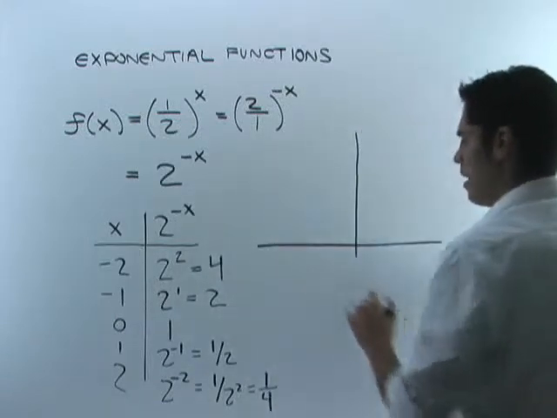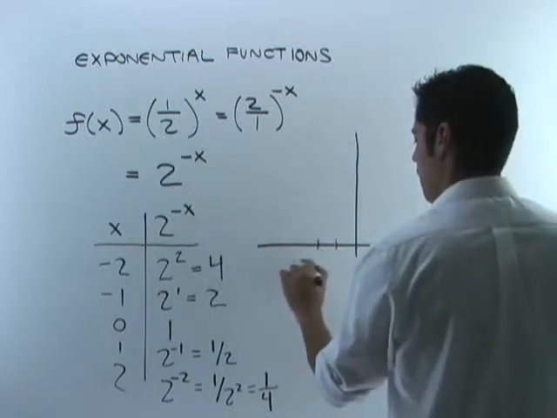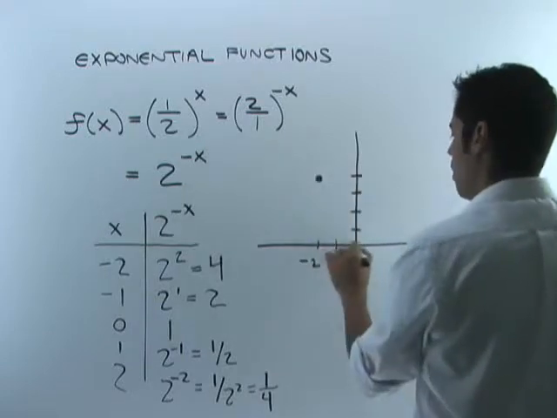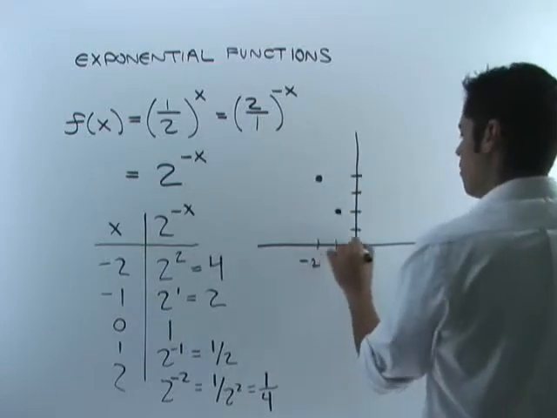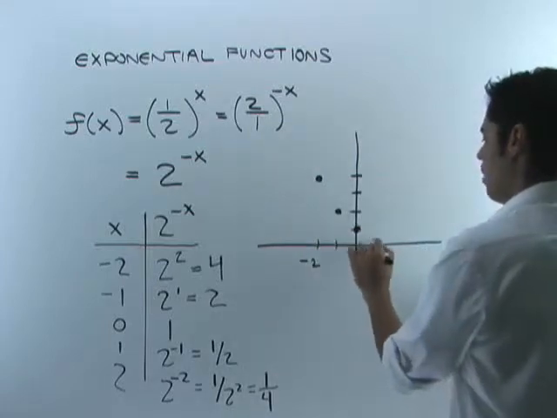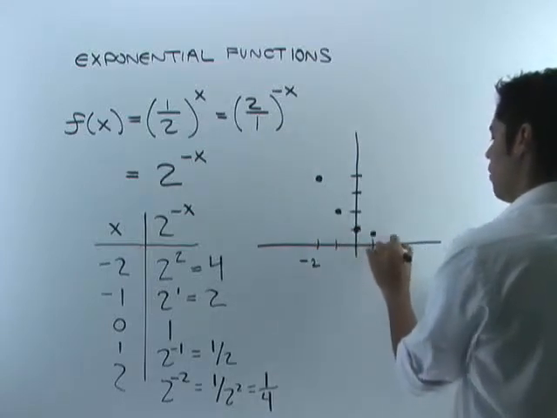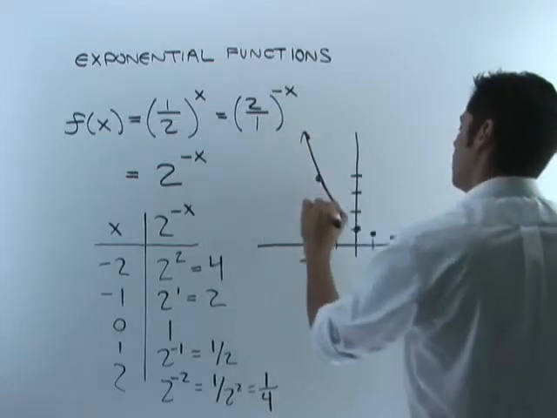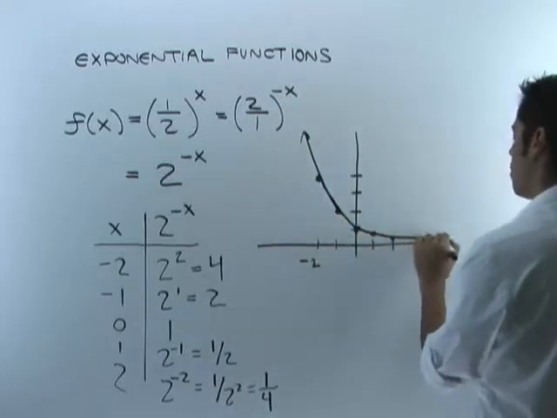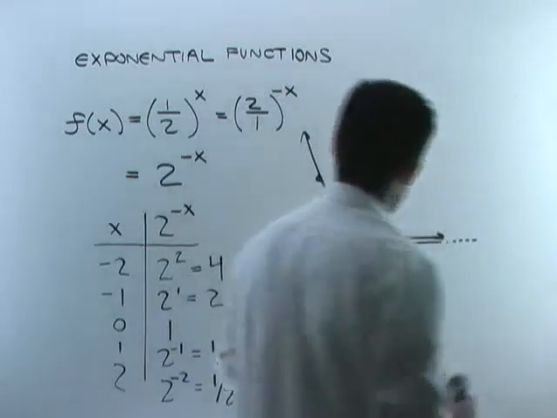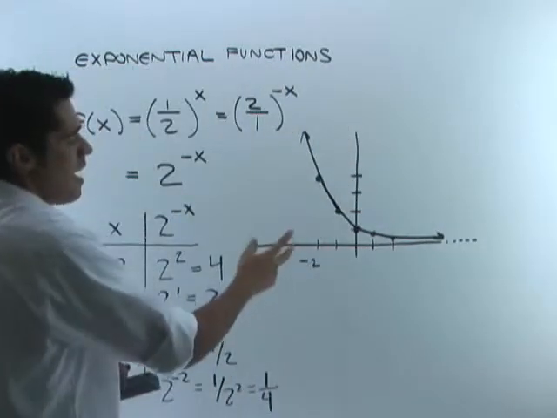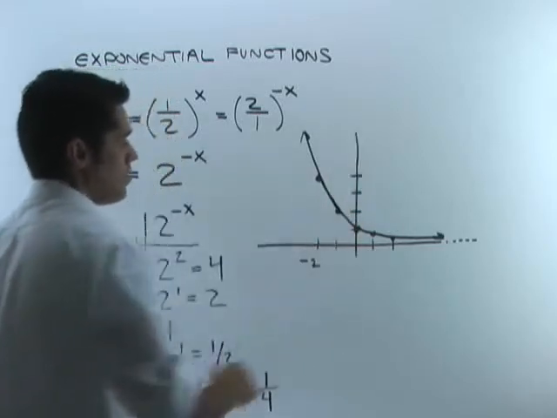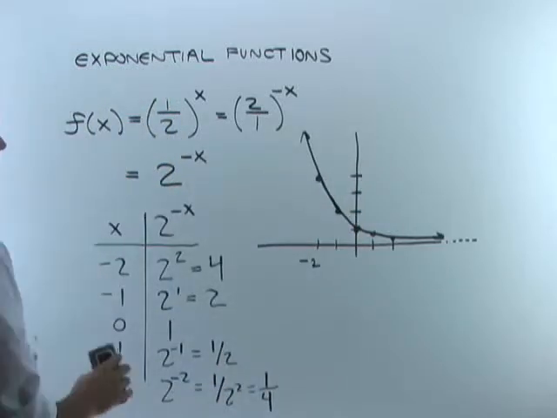Okay, now if we graph this, what you're going to see is that at -2, we're up here at 4. At -1, we're at 2. At 0, we're at 1. At 1, we're at 1/2. And at 2, we're at 1/4. So what's happening is it's growing this direction now. And as we move from left to right, it's getting closer and closer to the x-axis, and we have a horizontal asymptote. So you can see that what happened is it's kind of like our other graph, but it's flipped over the y-axis. Okay, let's do one last example here.